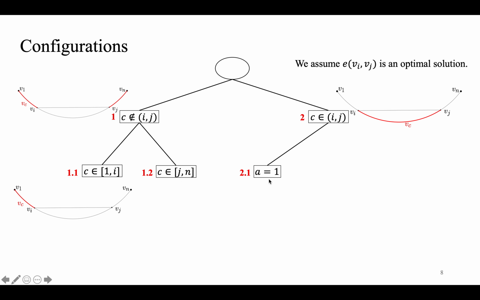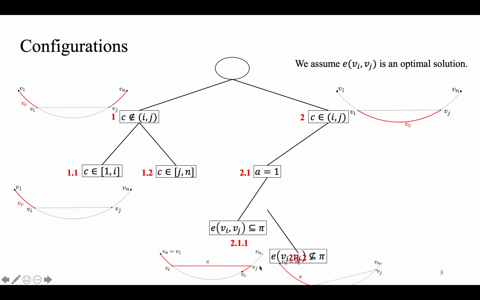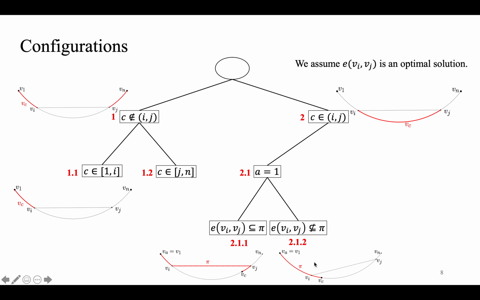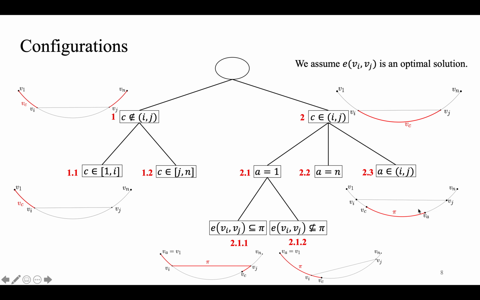If the farthest vertex Va is V1, then we have case 2.1. For case 2.1, we consider whether the newly added edge EVi-Vj belongs to the shortest path between Vc and Va. If so, we have case 2.1.1, like this picture shows. Otherwise, we have case 2.1.2. Then we go back to case 2. If the farthest vertex Va is Vn, then we have case 2.2. If the farthest vertex Va belongs to the subpath between Vi and Vj, then we have case 2.3.